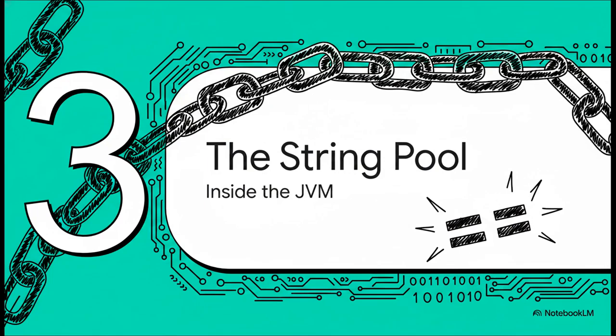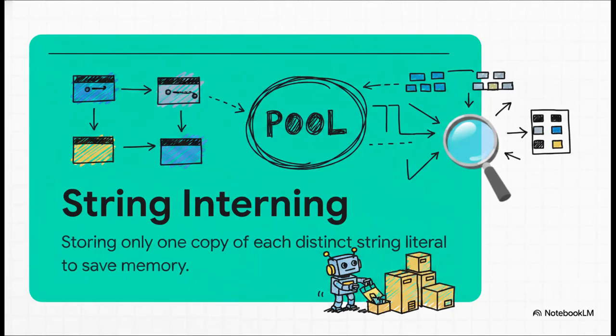All right, section 3, inside the string pool. Because here's where it gets kind of wild. Sometimes that double equals sign actually does work completely by accident. To figure out why, we have to travel inside the Java virtual machine to a highly optimized area. To save space, Java employs a technique called string interning. Whenever you declare a string literal, just text inside quotes, Java checks if that exact text already exists in the string pool. If it's already there, Java says, hey, no need for a new object, and just points your new variable to the old memory address.